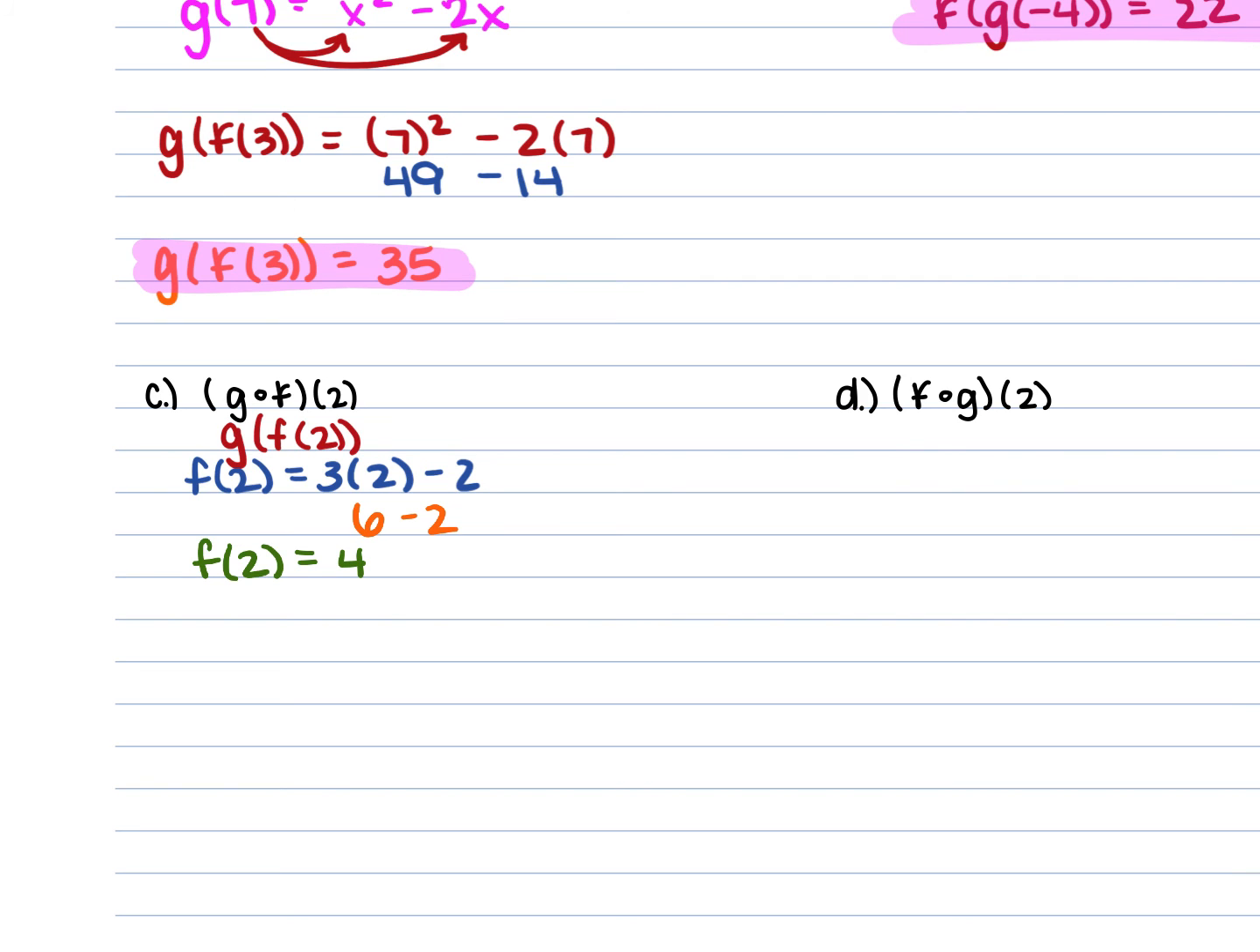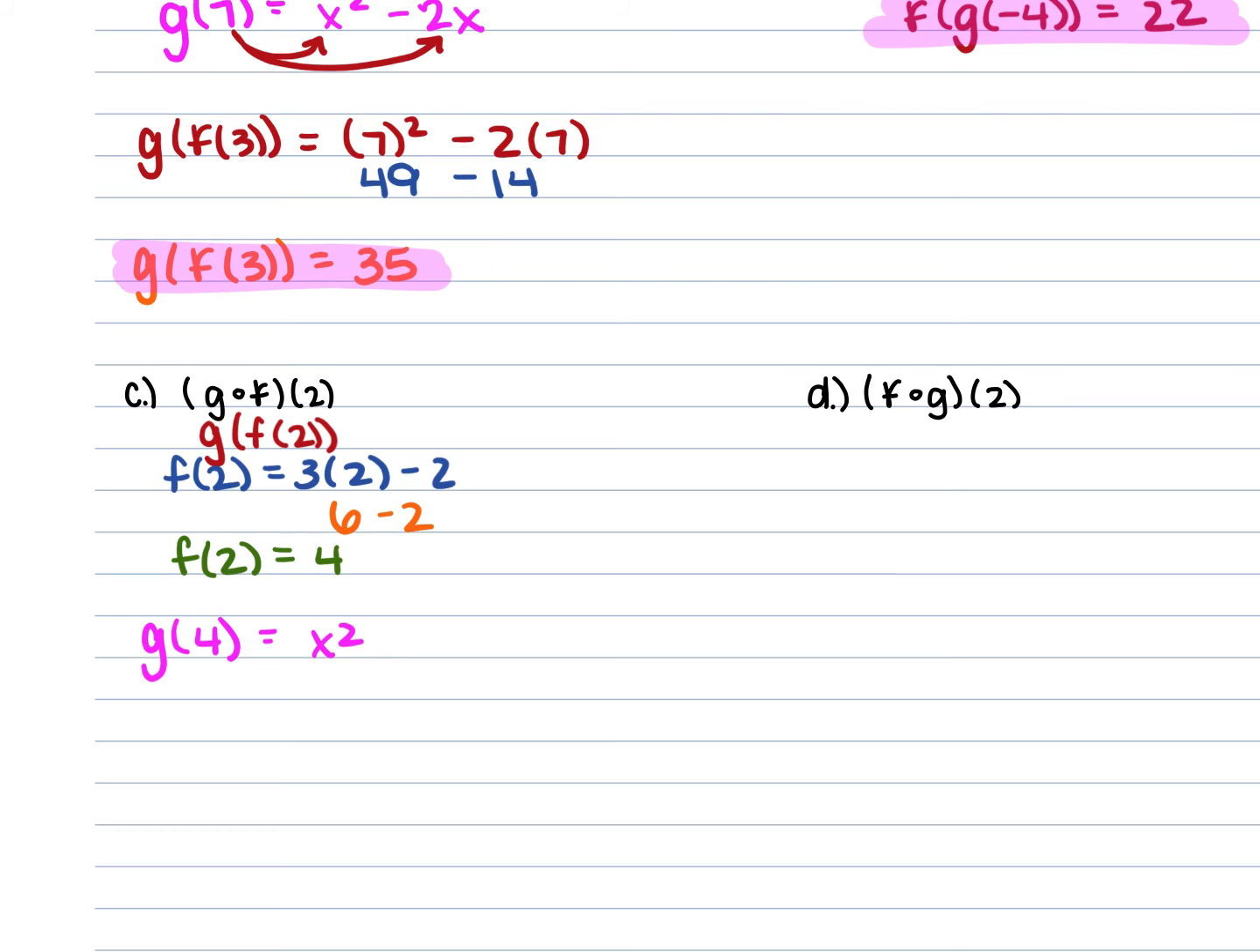From here, we're going to find g of 4. So remember, g of x was x squared minus 2x. So we have a 4 that gets plugged in. So 4 squared minus 2 times 4. The 4 squared is 16. The negative 2 times 4 is negative 8. So we have g of f of 2 is equal to 8.